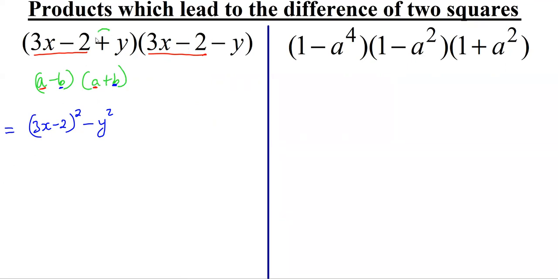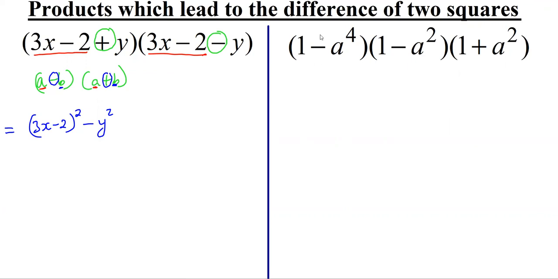The signs are changing. There's a plus, then there is a minus. That's also what we notice when we are looking at what is called the difference of two squares. So let's see what we are supposed to do in this case, because we want to check the product that leads to a difference of two squares.